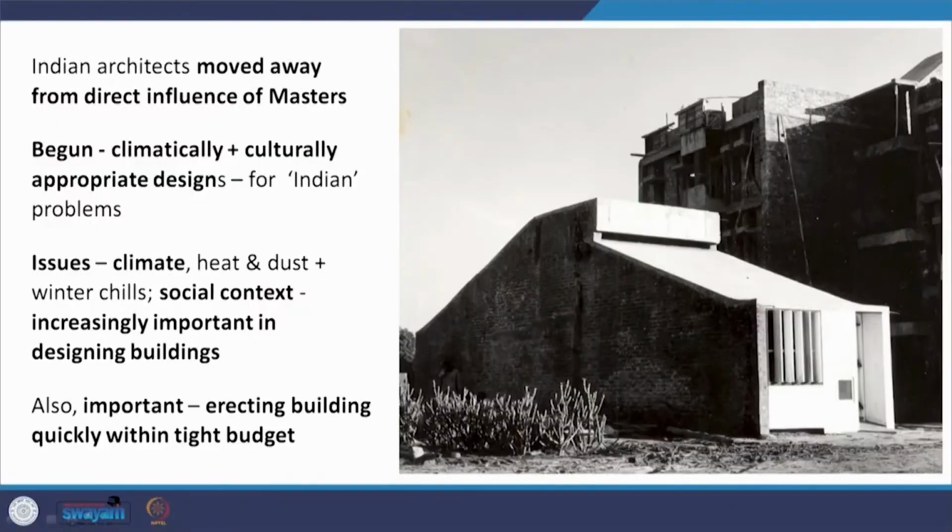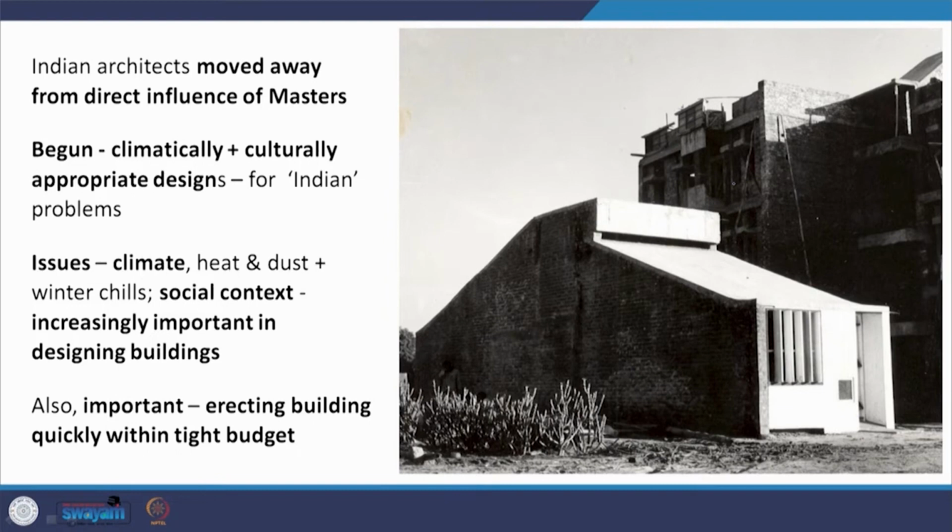So Indian architects moved away from this direct influence of modernism or the masters and began to work with climatically and culturally appropriate designs that were suited for Indian problems and Indian situations. The issue was also to do with climate, heat and dust, winter chills, and social context, increasingly important issues with regard to designing buildings in India.